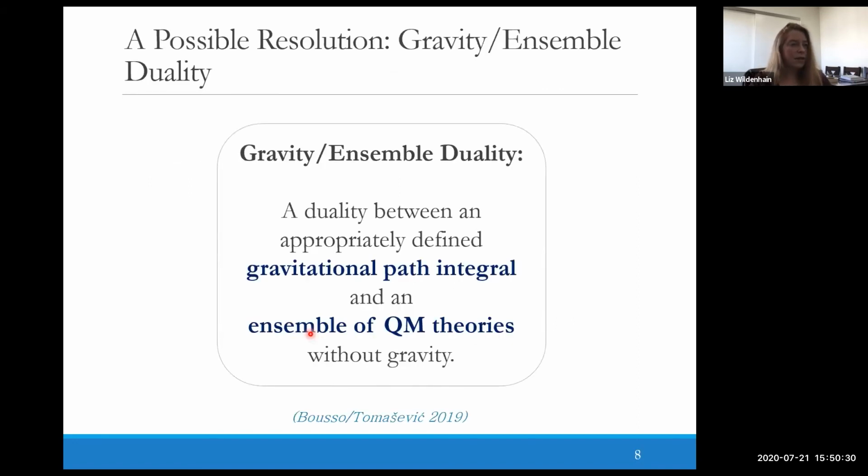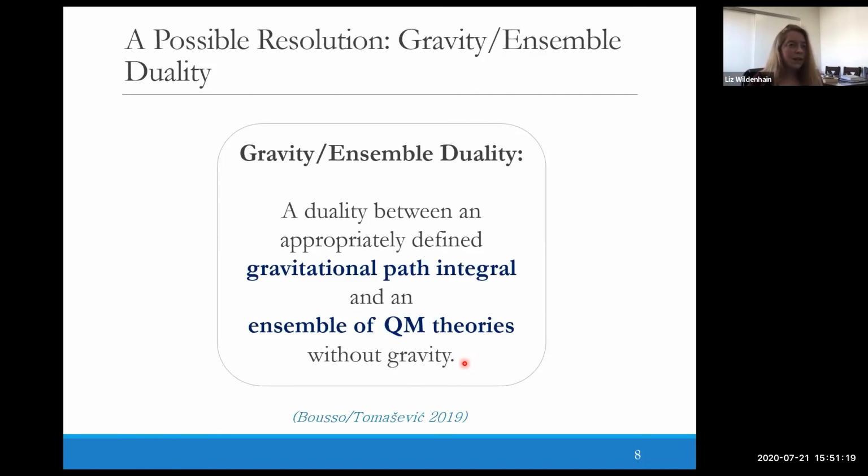So we would like to suggest, well, this idea was first suggested in that slightly different version of the state paradox, which I will mention in a moment. But we would like to continue suggesting and expand upon the idea that gravity ensemble duality can resolve this problem. And gravity ensemble duality is the statement that there is a duality between the gravitational path integral and an ensemble of quantum mechanical theories without gravity. So in the usual AdS/CFT correspondence, you have a gravitational theory, and that's dual to some quantum mechanical theory. And the suggestion is, if the quantum mechanical theory side is in fact an ensemble of quantum mechanical theories, this will solve the problem.